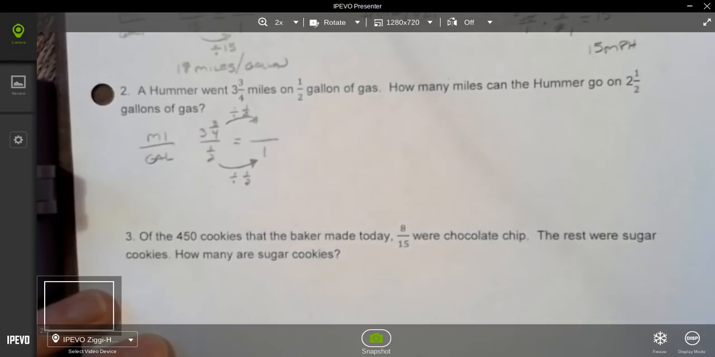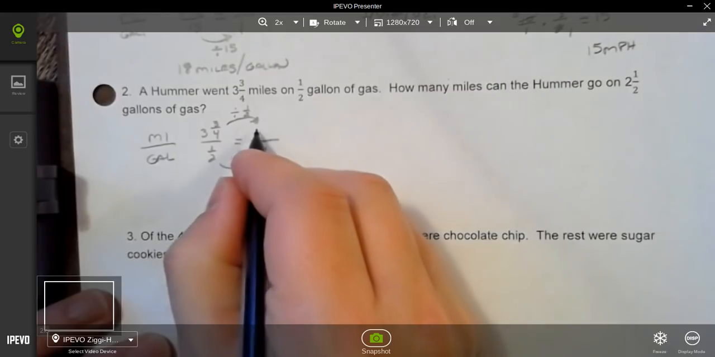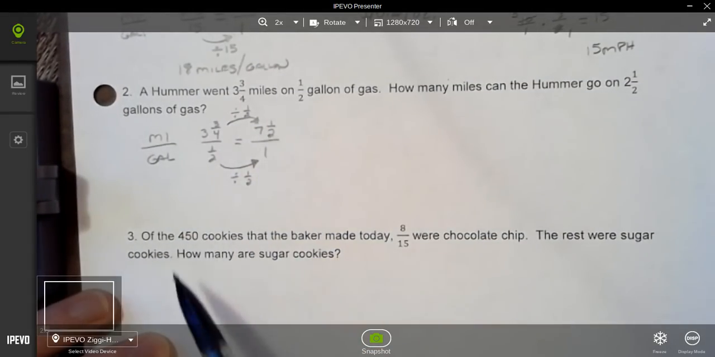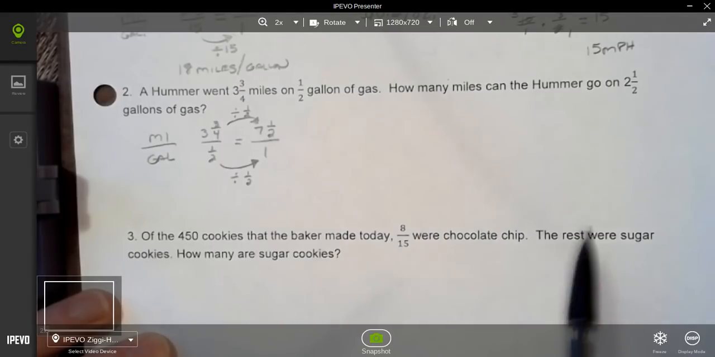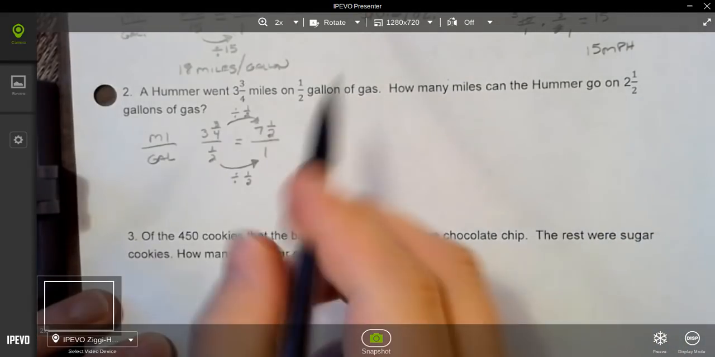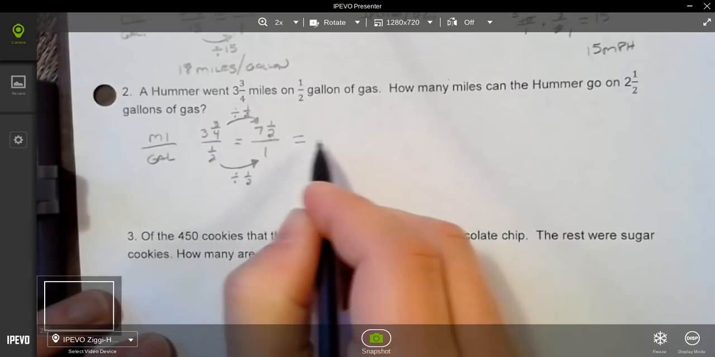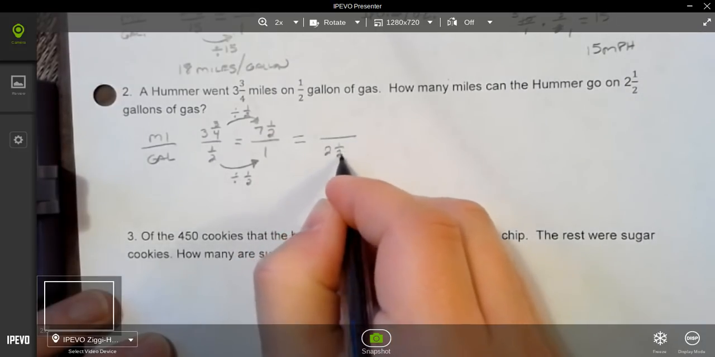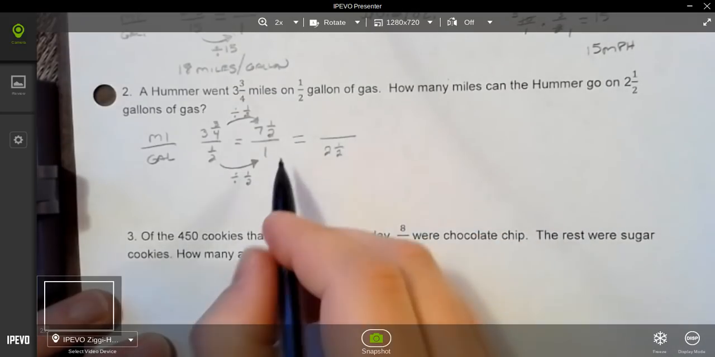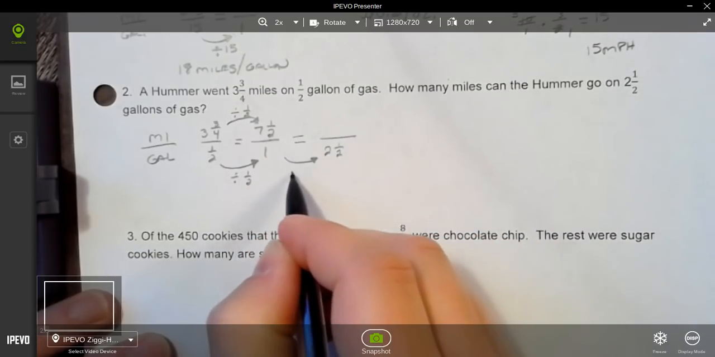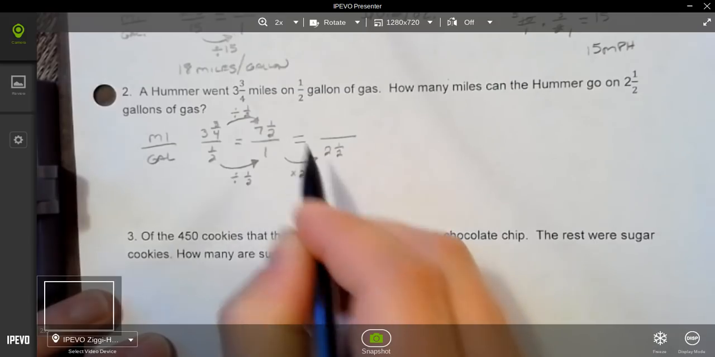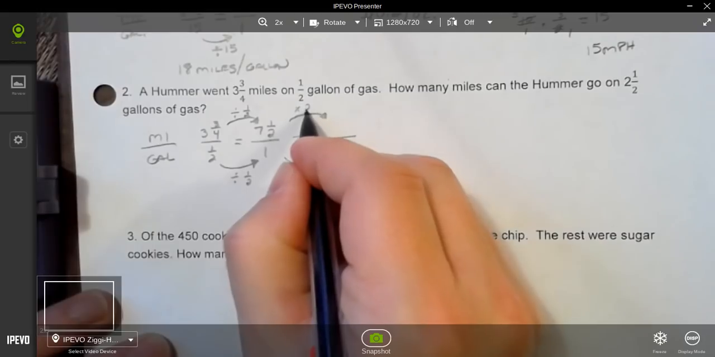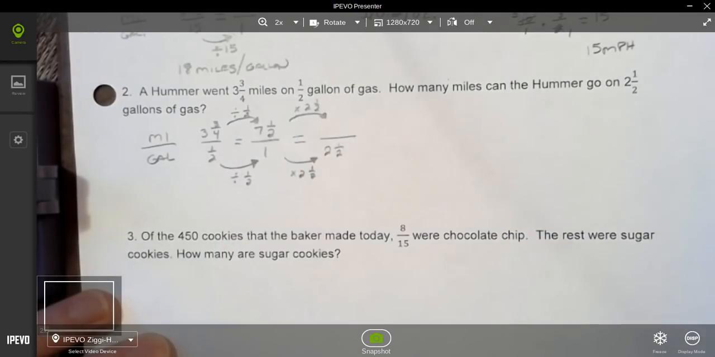All right, and so you should have calculated that this is going to give you a unit rate of 7.5 to 1, meaning that it can go 7.5 miles with 1 gallon of gas. Now we're trying to figure out how far it could go with 2.5 gallons. So I'm going to set this equal now to a rate where the denominator is my 2.5 gallons of gas, and I'm trying to figure out my mileage. Well, to go from 1 to 2.5, I'm going to have to multiply by 2.5. And so I'll do the same thing here with my numerator. I'm going to multiply 7.5 by 2.5.